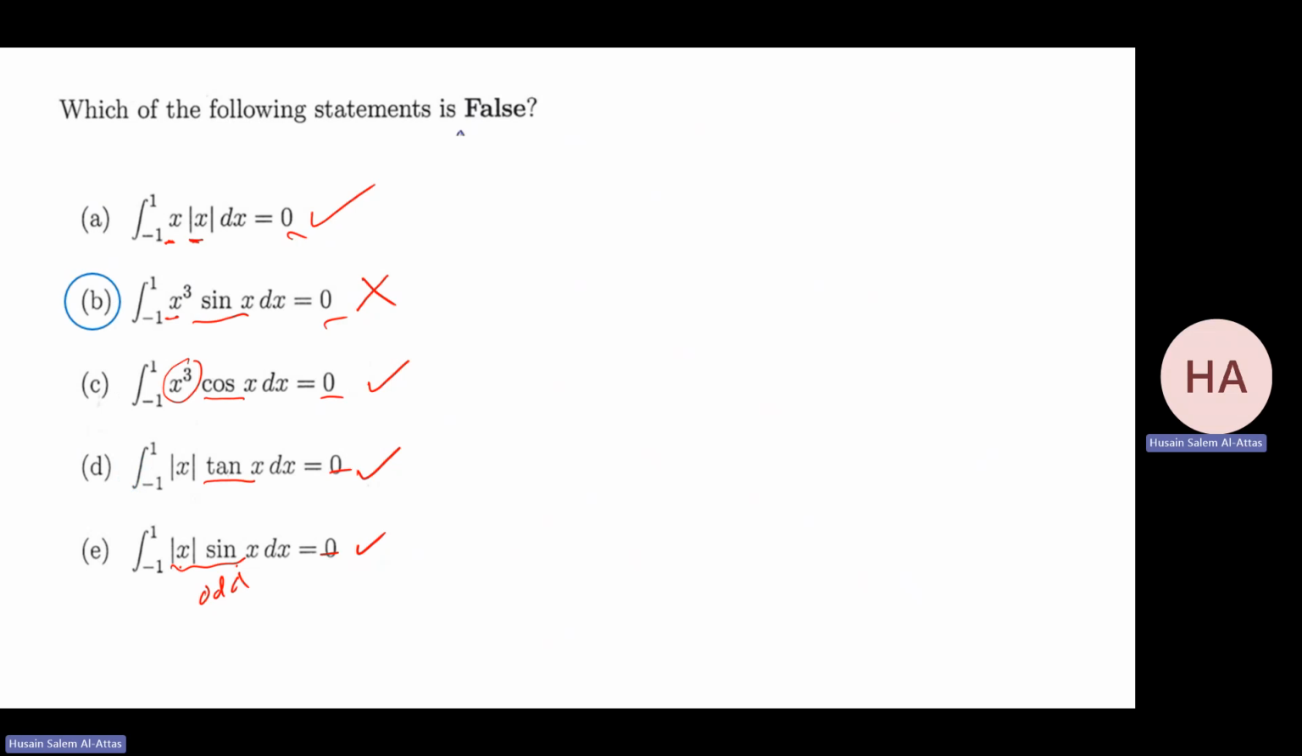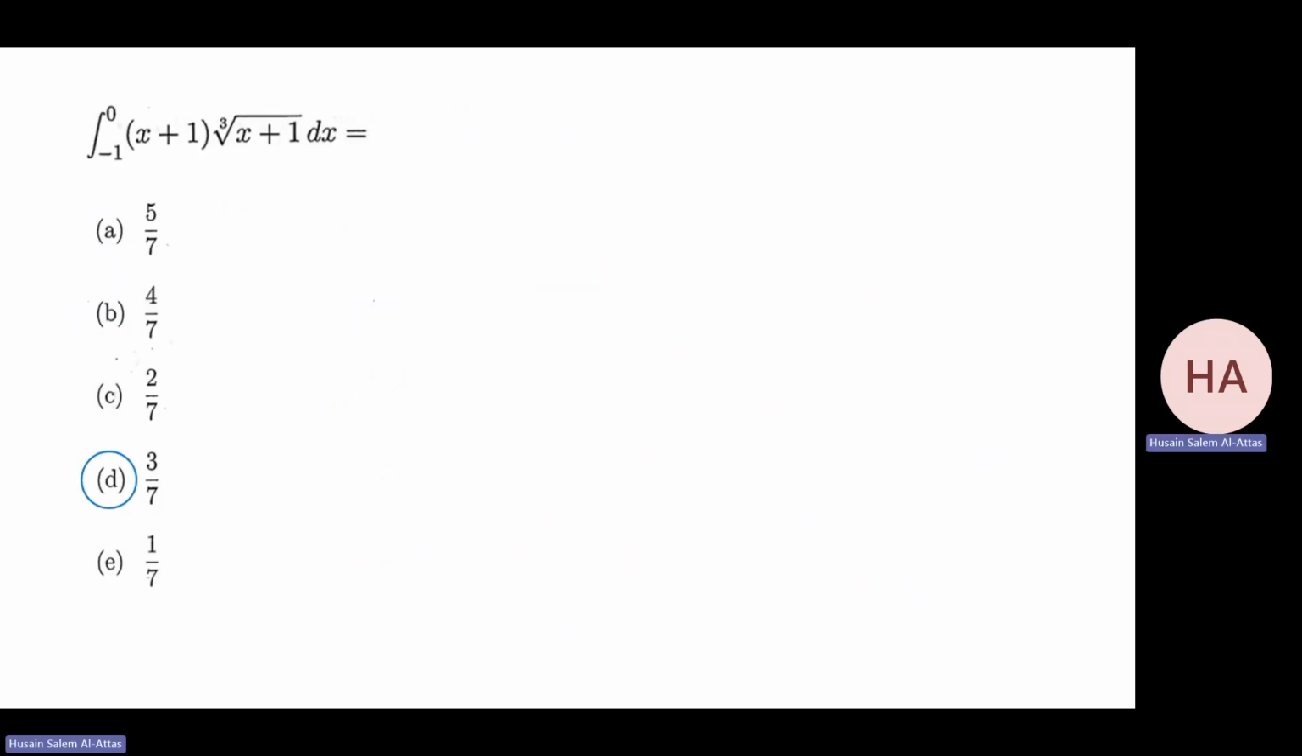So all of these are odd. This is an even function, or not odd. Let me say not odd function. So I cannot make it equal to 0. It's even, but let us say not odd.